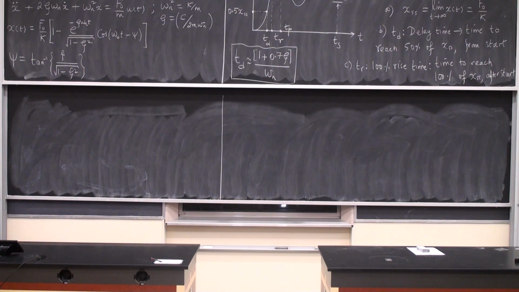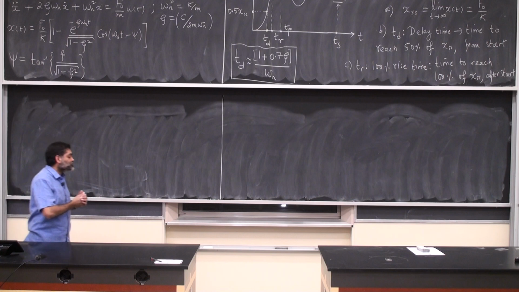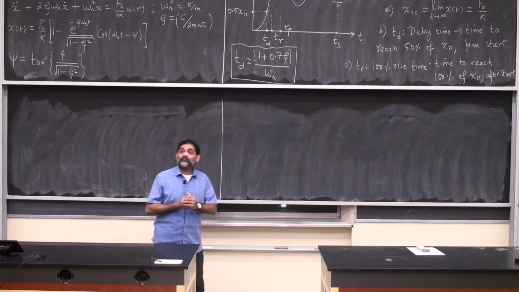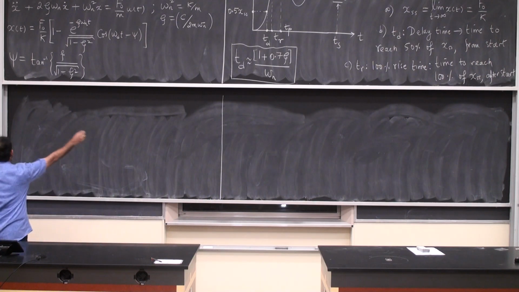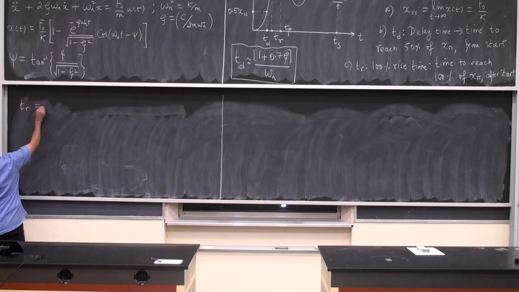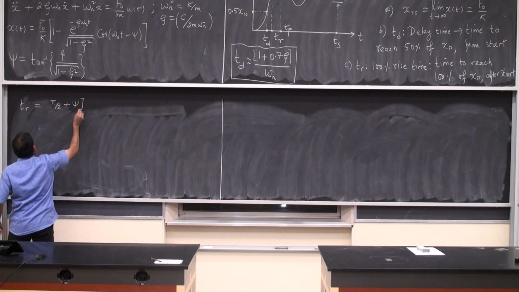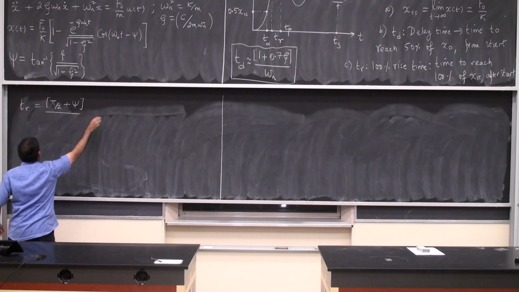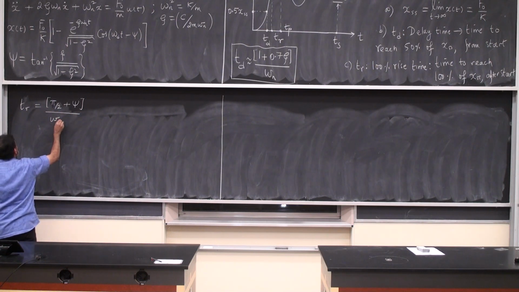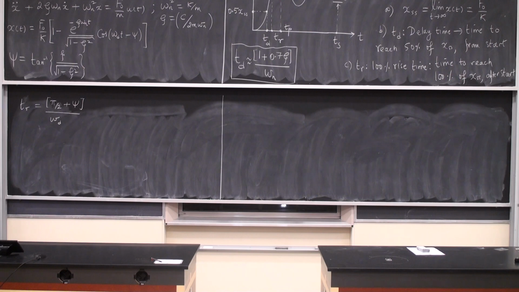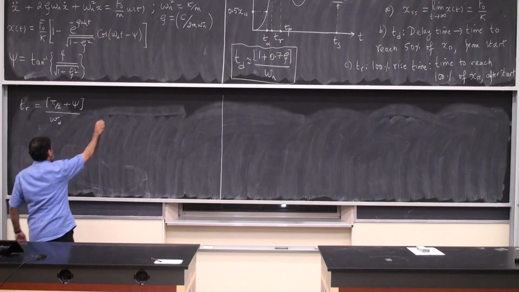We have an expression for T rise. I have derived it in my lecture notes. I will not be deriving it here. Okay, here is the expression. So T rise is (pi by 2 plus psi) divided by omega d, where omega d is omega n times square root of 1 minus zeta squared.